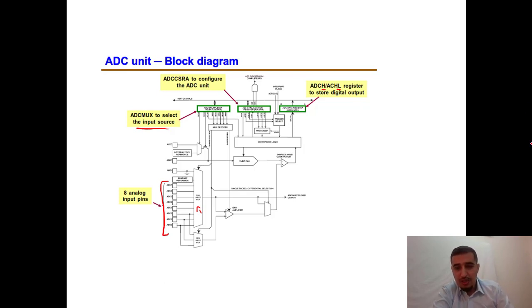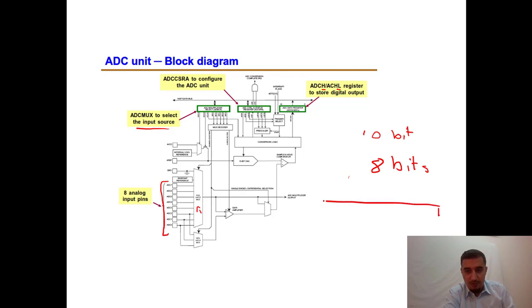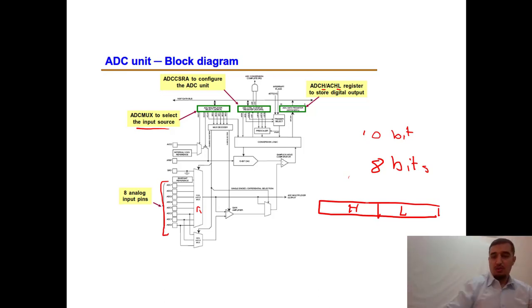Now remember, the output is 10 bits, and our microcontroller is 8 bits. So in order to have all these values in the microcontroller, we will need 2 registers, the low register and the high register, and how we deal with that depends on what we are going to see right now.